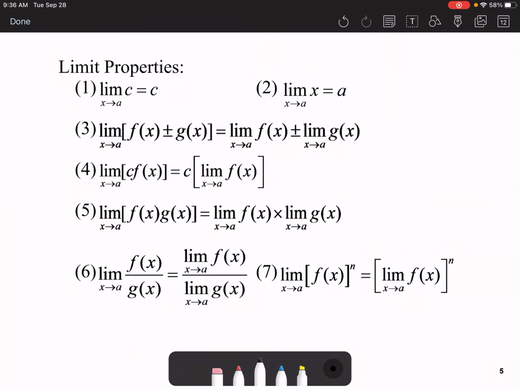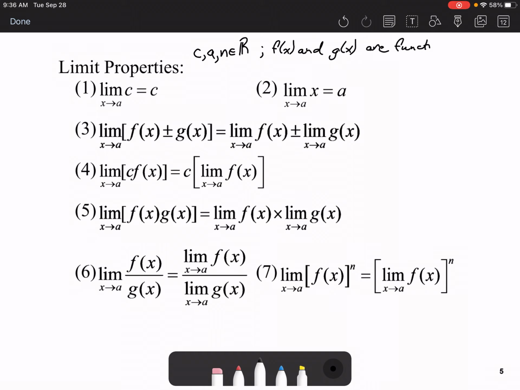Okay, so based on this, we can come up with some limit properties. First, notice we do have values of c, a, and n throughout these expressions. These are real numbers. And f of x and g of x are just functions.